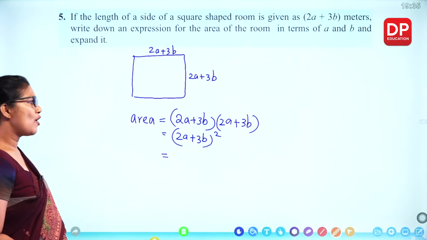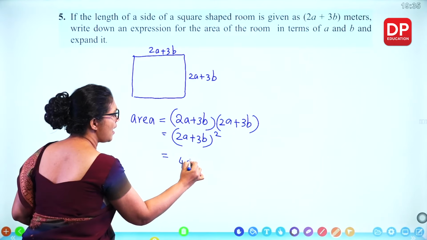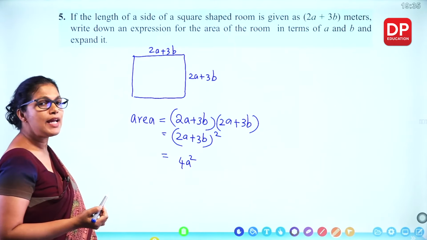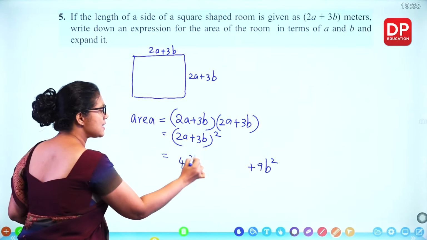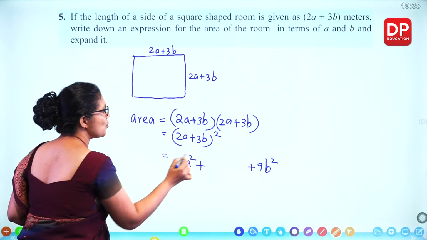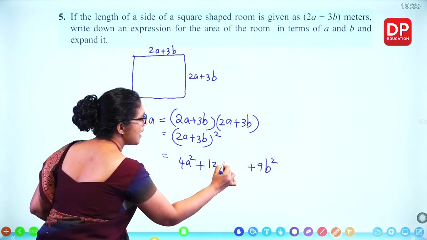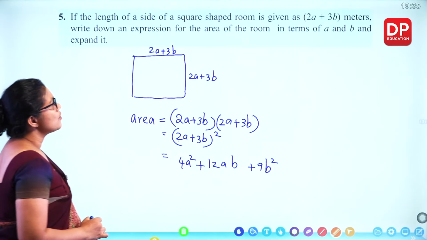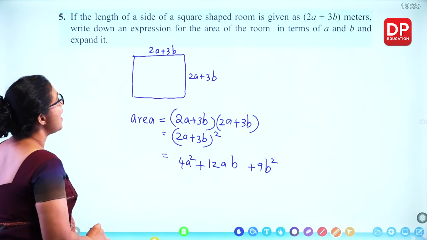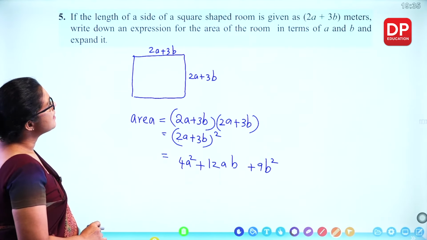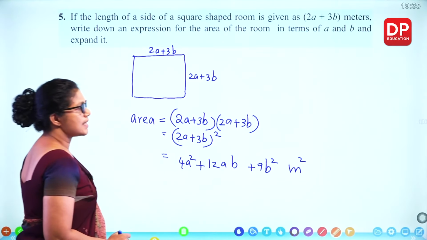Again use the pattern we observed. First term squared, 2a into 2a is 4a squared. Last term squared, 3b into 3b, what do you get? 9b squared. What's the middle term? Double of these two. 2 times 2, 4, 4 times 3, 12. And you get ab. So what's the area of this square? This is the area, and what's the unit? It's given in meters, so the area is in square meters.